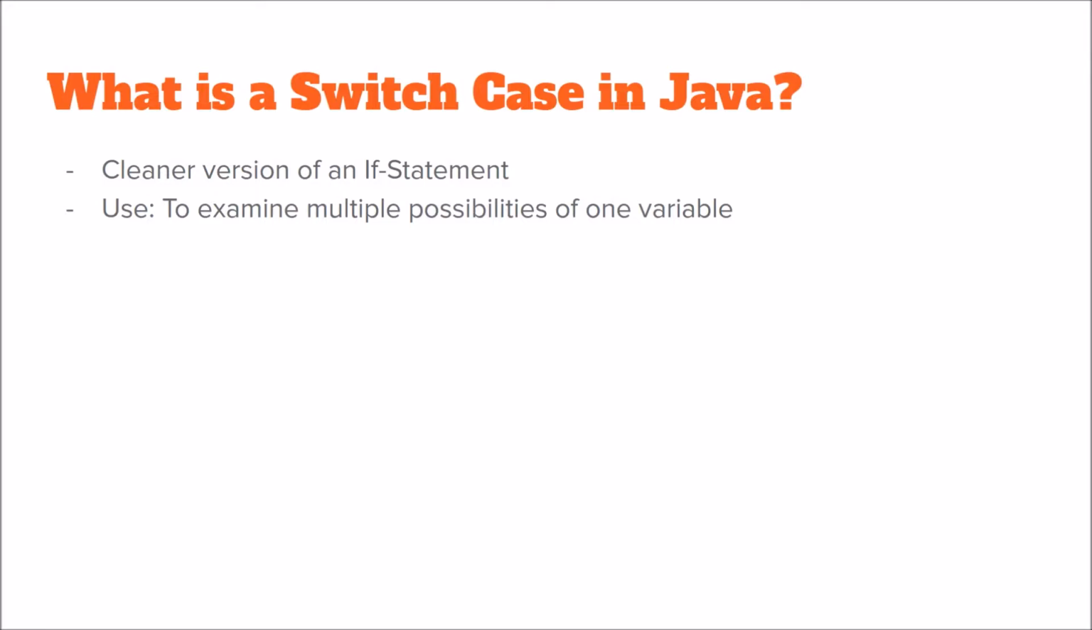So instead of having, say, 20 else if statements, you could just have a switch case statement, and that makes it a lot cleaner and easier to read. And it's also a lot less confusing, as if you have a lot of if statements within if statements, then a switch case statement will make it a lot easier to read.